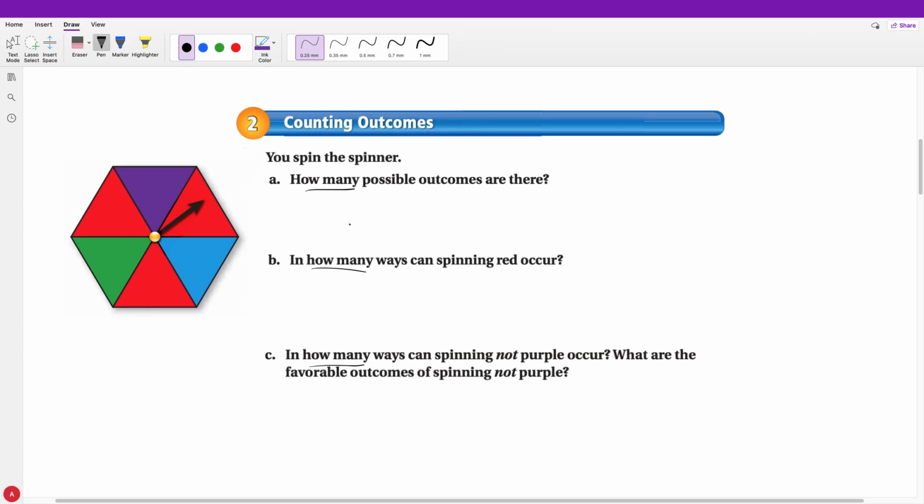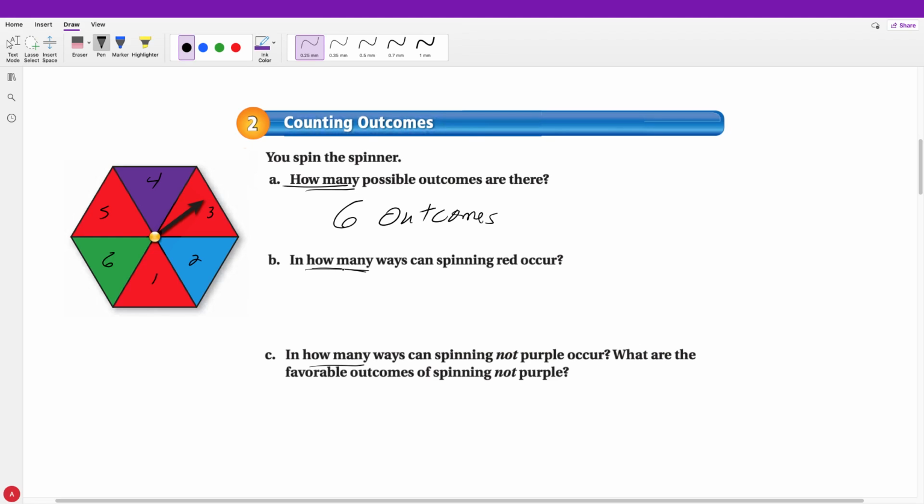When we see how many, that means it's asking a numerical question, so we're just going to answer in a numerical value. So we spin the spinner. How many possible outcomes are there? Even though we see 3 different reds, they're each their own space on the spinner. So we have 1, 2, 3, 4, 5, 6 different outcomes. There are 6 different ways that the spinner can be spun. Even though we have multiple red, they are still their own unique space on that spinner, so we count them as individual outcomes.